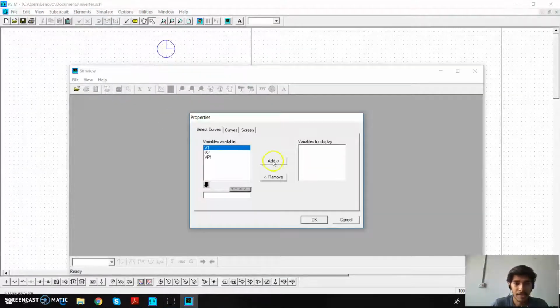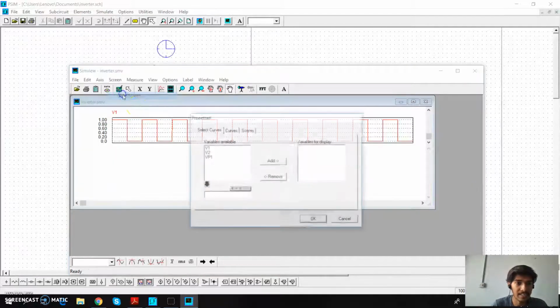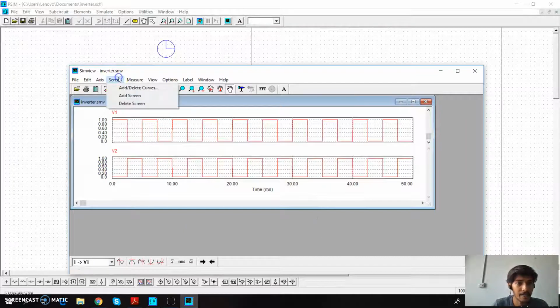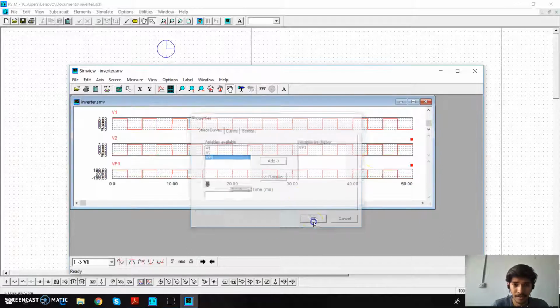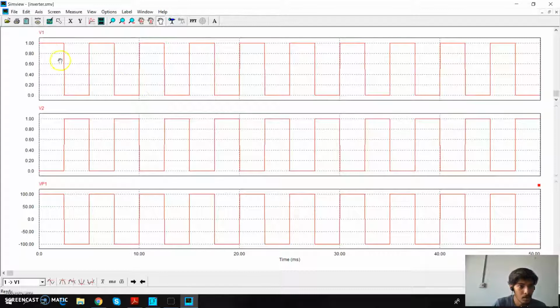First we will add the V1, that is the first pulse generating block, then add screen, then the second, and finally we will add the voltage across the load. So we can see here, when this is 1 volt, the pulse at the Q3 and Q4 IGBTs is 0, and when it is off, it is on. And at the output we can see the AC voltage waveform.